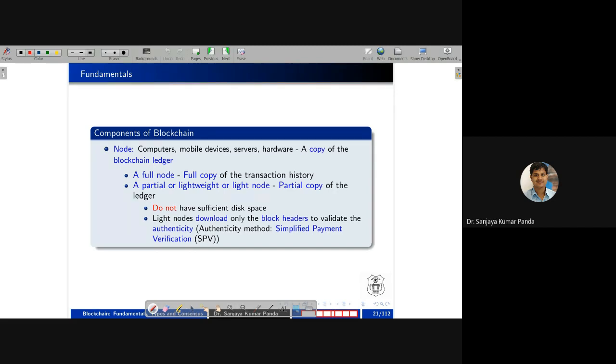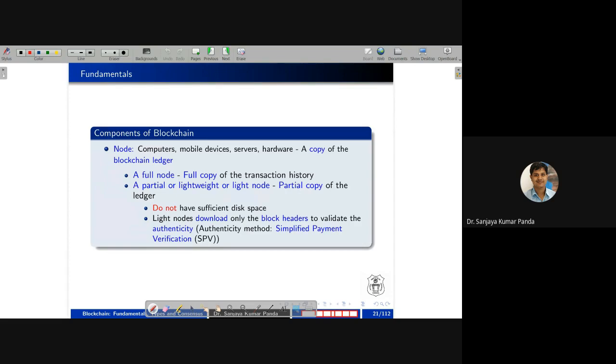Somebody may say, I can keep the transactions up to 1 day, but I cannot keep the transactions of the last 1 month. That can be considered a lightweight node. And these lightweight nodes download only the block header to validate authenticity. If you go for the entire message, it may be very huge. But whenever we make a transaction in a network, each and every packet has a header. With the header information, you can determine whether it is intended for that particular node or needs to be forwarded to another node.